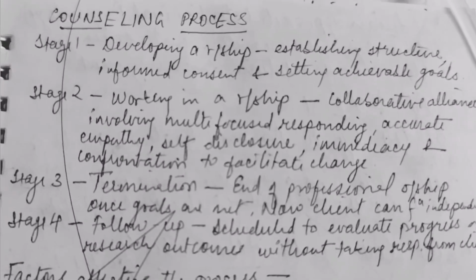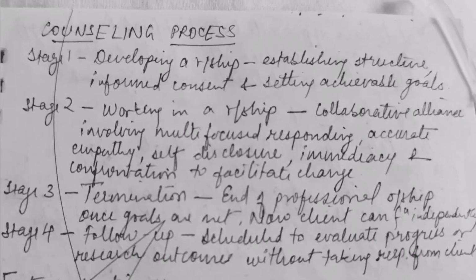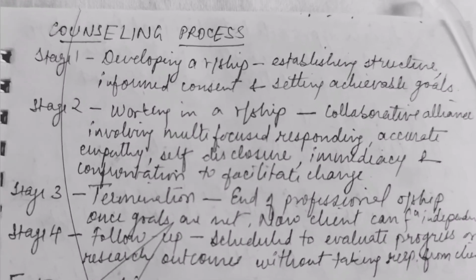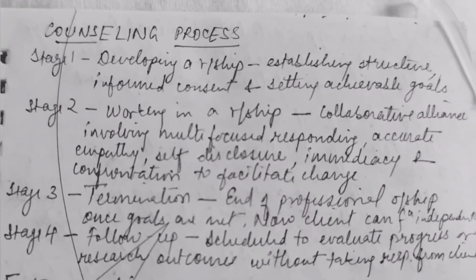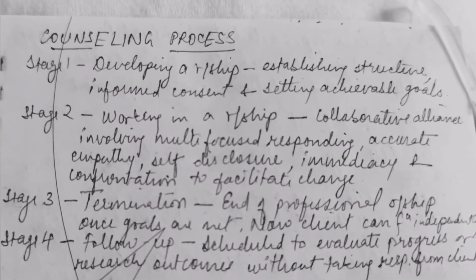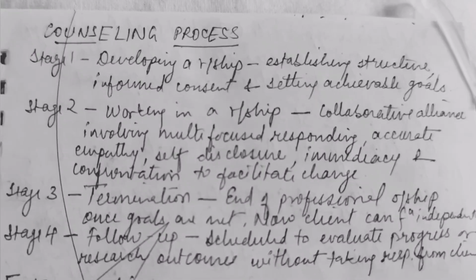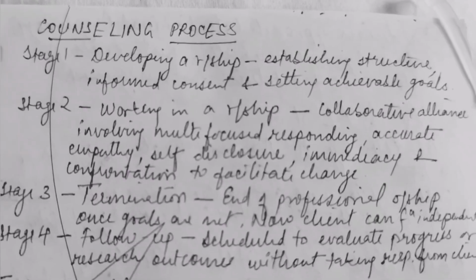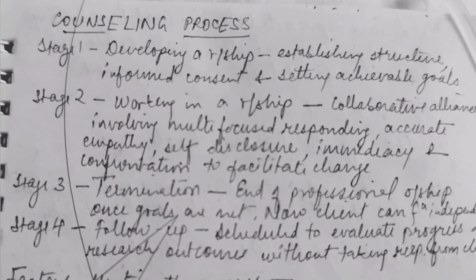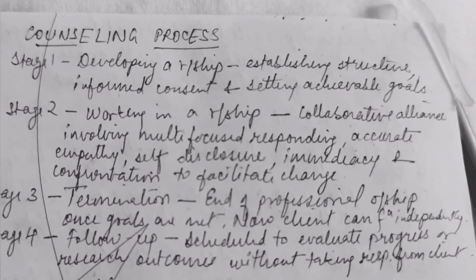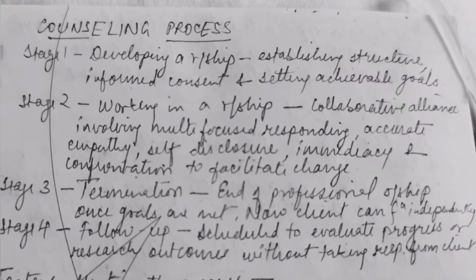Now, stage 3 is termination. That is the end of the professional relationship. When do we do this? We do this once the goals are met and the client can now function independently. So the client has developed a potential to face the problems by themselves, and they have become independent. They do not require the presence of the counselor.